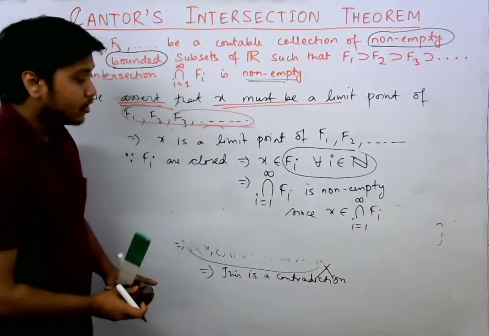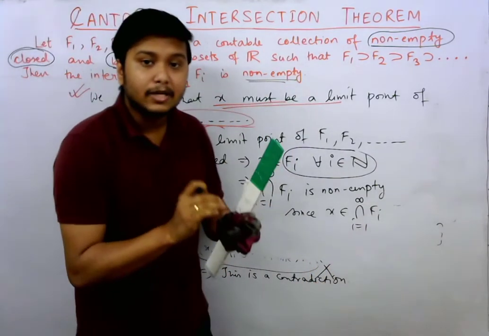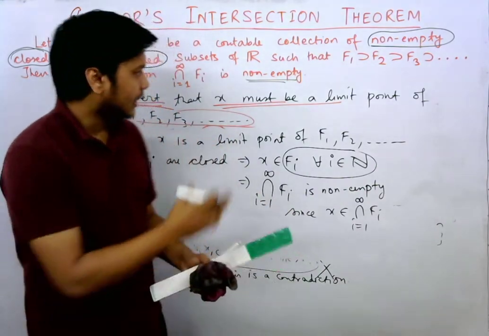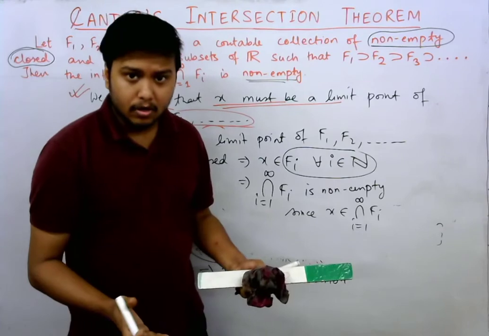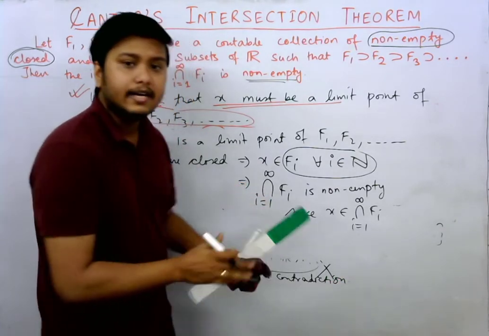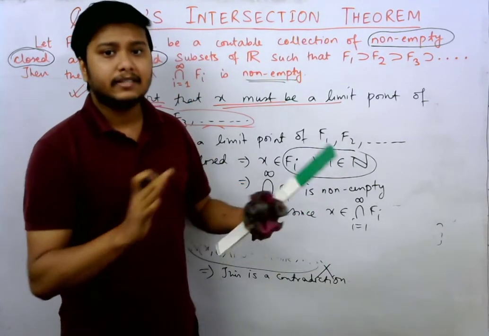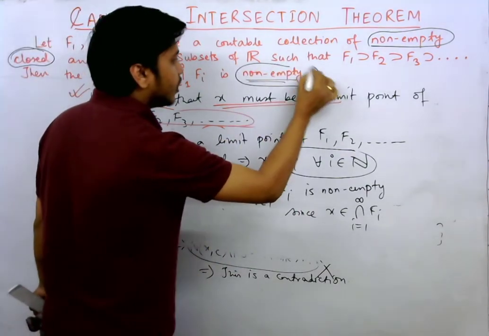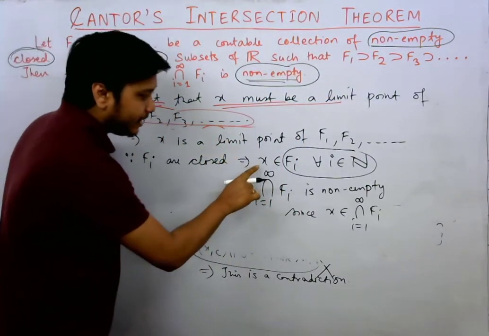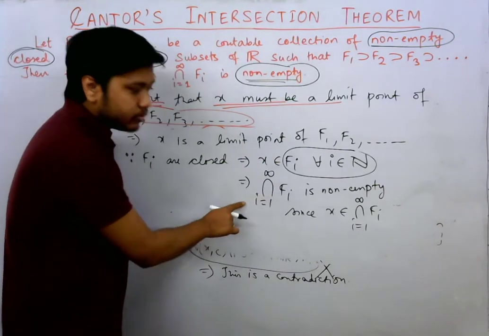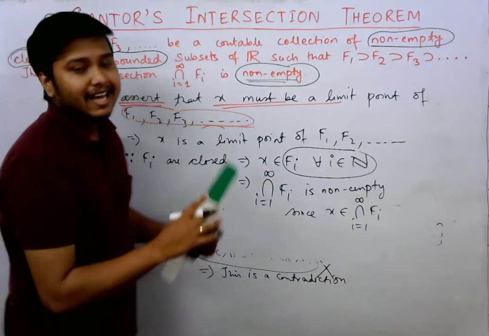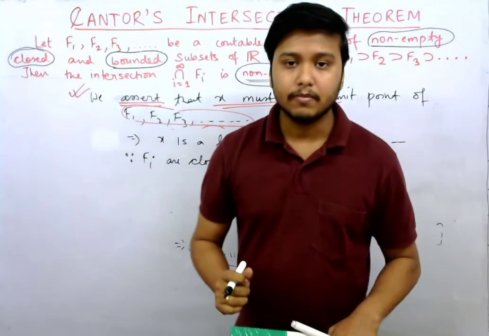Now I cannot say that the intersection contains only the element x and no other element. Maybe there are many more limit points other than x, so this intersection might contain many more points, but that's not our lookout. Our lookout is that we have to show the intersection is non-empty. So we have got at least one element which belongs to this intersection, and that makes this intersection non-empty, and hence our theorem has been proved.